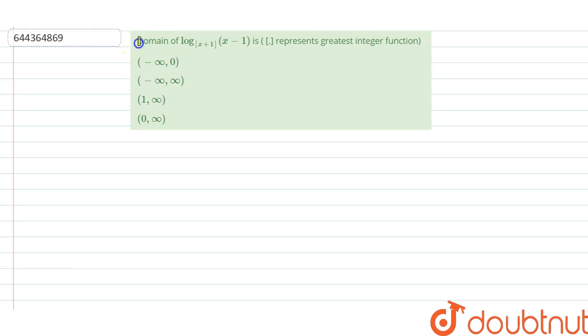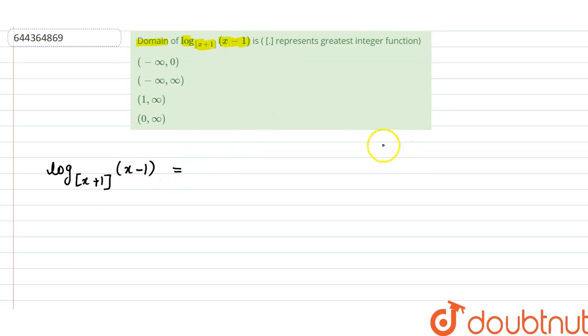Hello everyone. Question says that we have to find the domain of log to the base [x+1] greatest integer function of x minus 1, out of the 4 options. So we have log to the base [x+1], greatest integer function, of x minus 1.